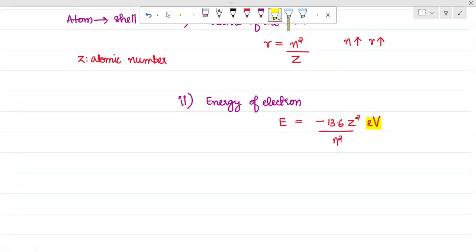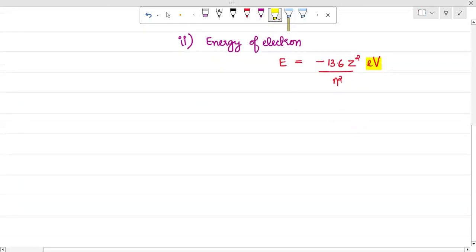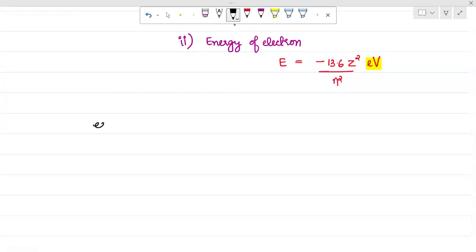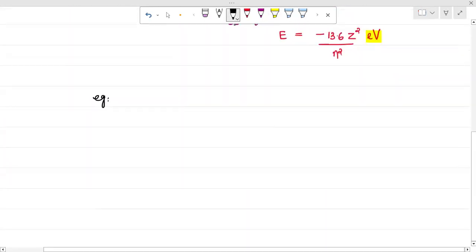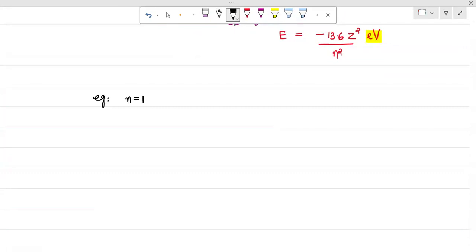Okay, now let's write certain examples so that you get a better idea. Let's say my first electron is in my first shell. n is equal to 1. So we know that energy is proportional to minus 13.6 by n square. I'm not considering the Z factor. I have changed this equal sign to proportionality just so you don't get confused.